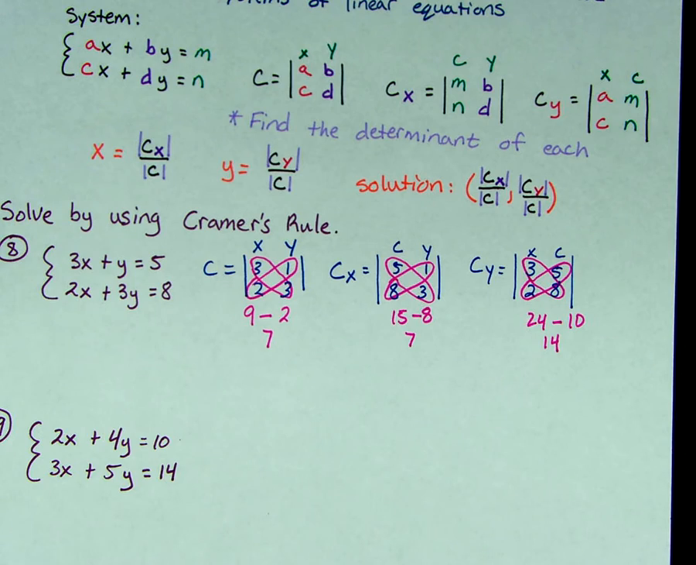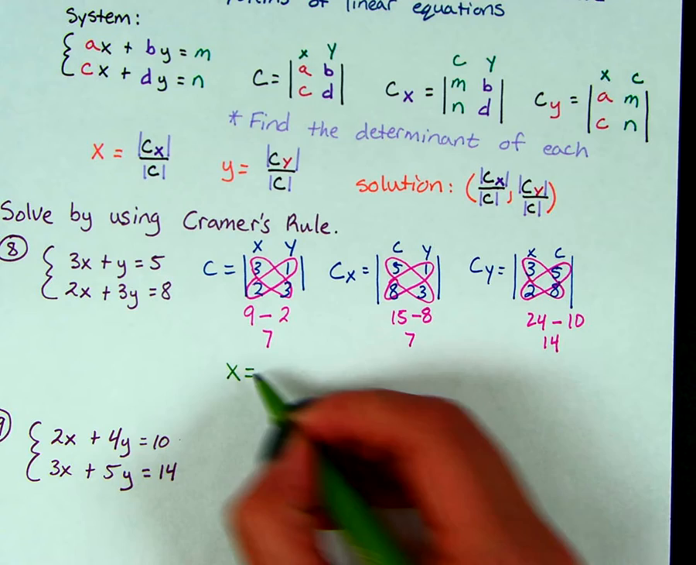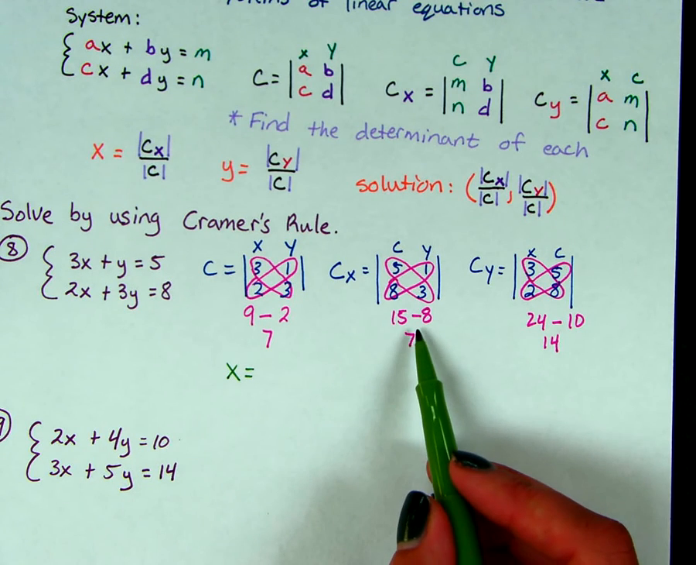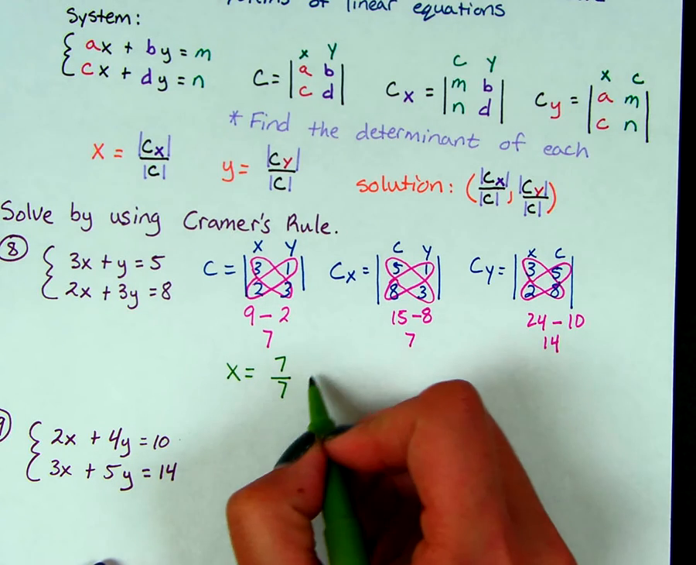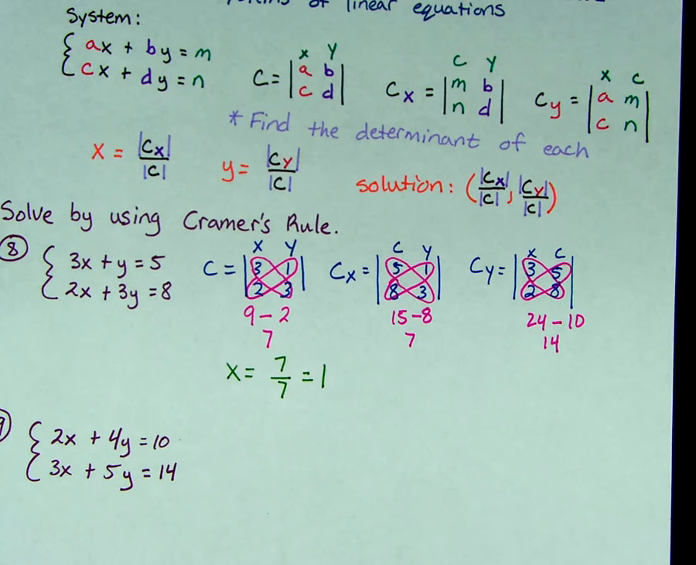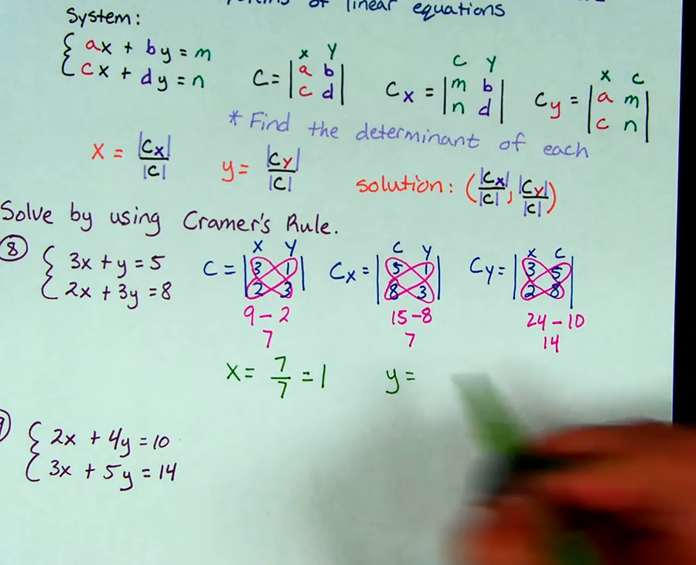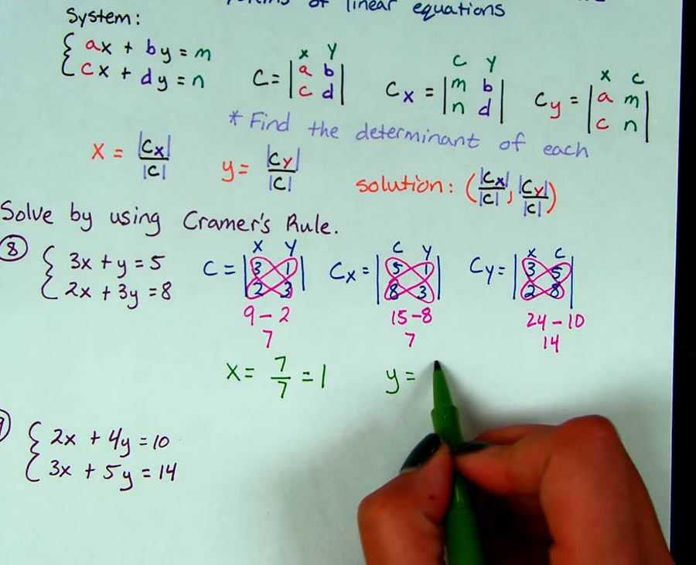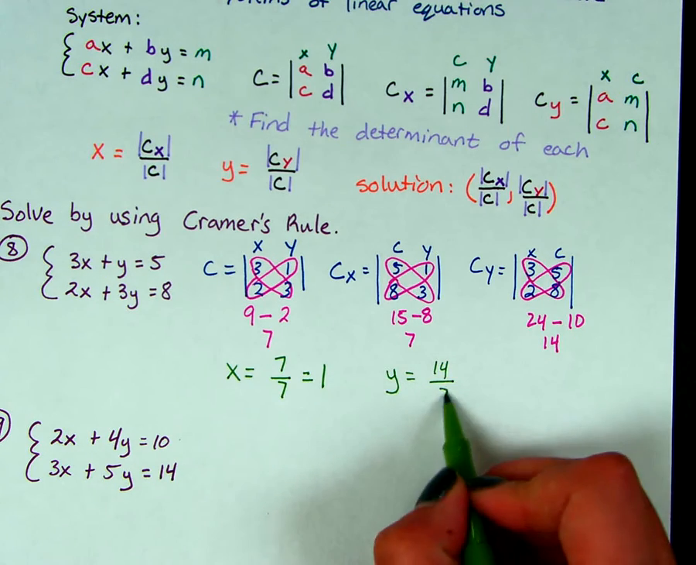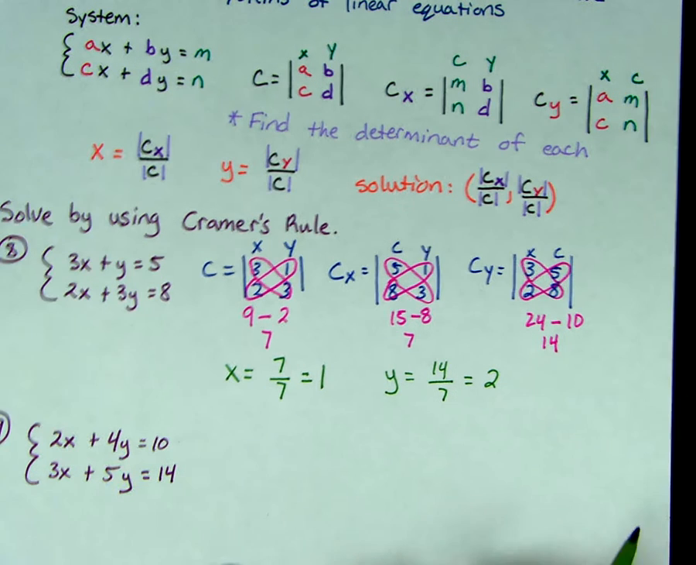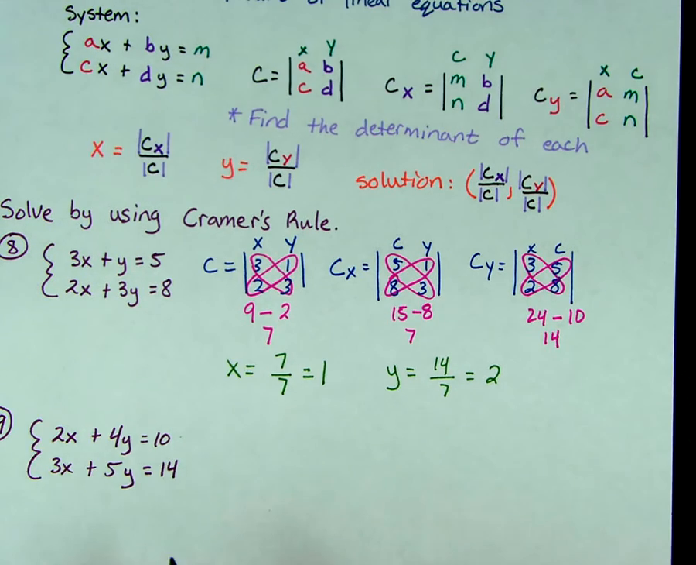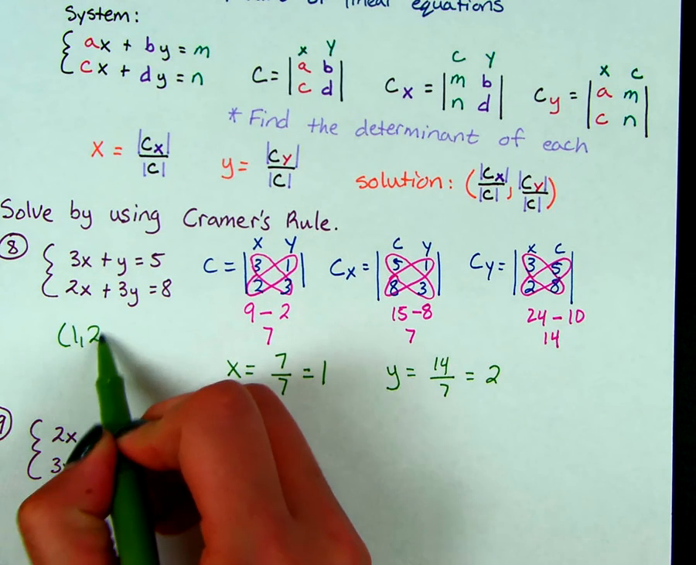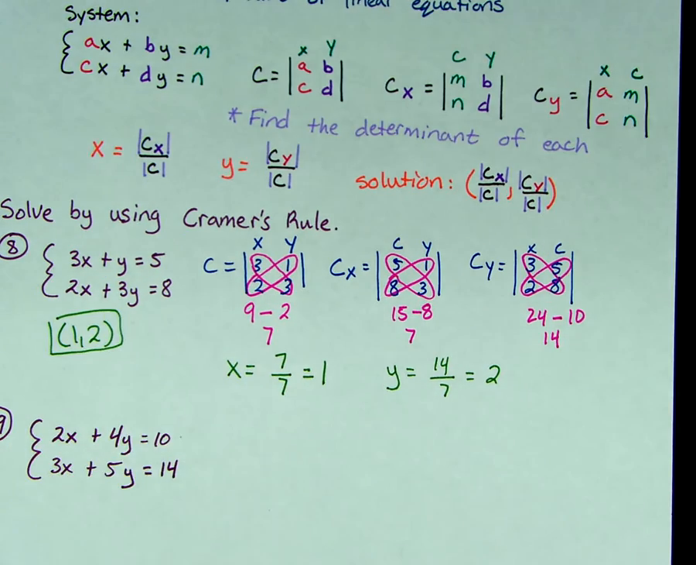So now to find our x coordinate, we're taking our CX determinant, so this 7, and dividing it by our C determinant, so 7, and we would simplify to get 1. And then for our y coordinate, we're taking our CY determinant, so 14, divided by C, and then simplifying. So 14 divided by 7 gives us 2. And again, we're identifying an intersection, so we need to write our answer as an ordered pair. So 1, 2 is that point of intersection for our system of equations.